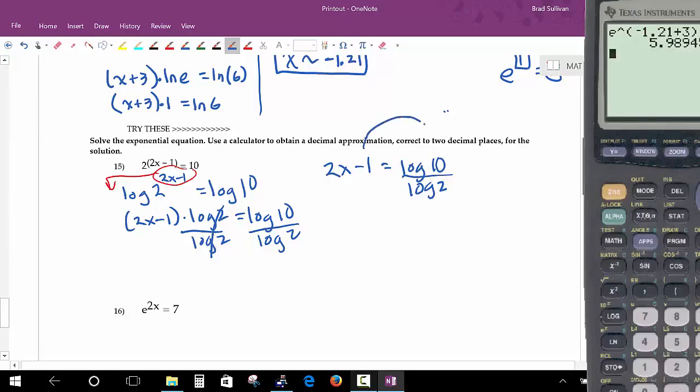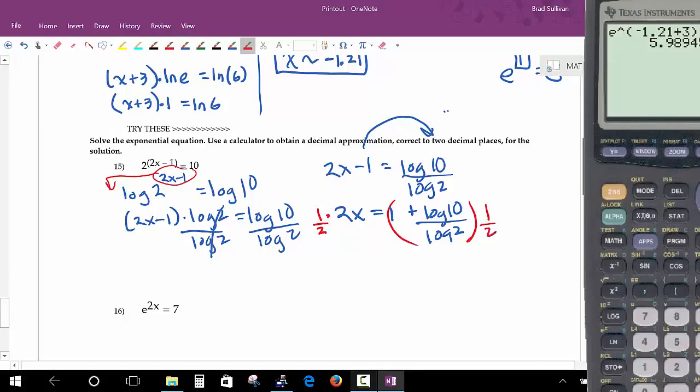Now what you want to do here is add 1 to both sides. Just move it so that you would have 2x equals 1 plus log 10 over log 2, and then divide by 2. Now probably a lot of you would do it this way. There's a way I would prefer you not to do it and get this messy answer. What I would prefer you do is this. When you divide by 2, isn't that the same as multiplying by a half?